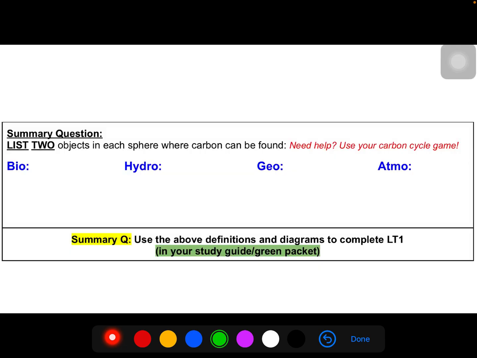Before we jump down to the summary question, you do have a detail there on the right hand side. Make sure you fill in that diagram: atmo, geo, bio, hydro, what sphere each picture represents. So don't forget about that question on the right.